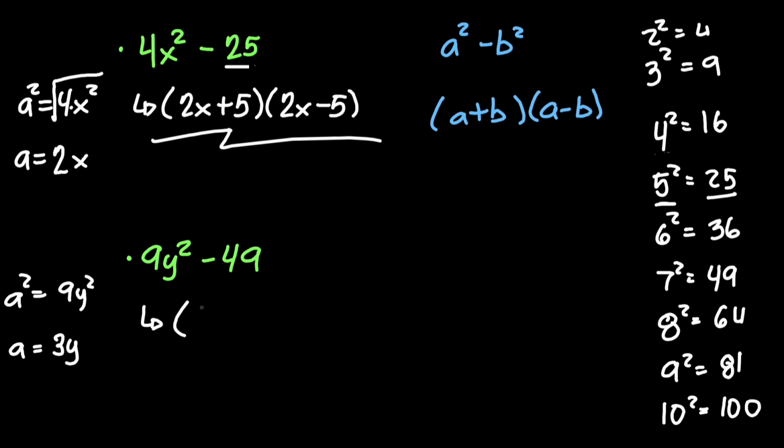So the factored form of this would be 3y plus 7 multiplied by 3y minus 7, since 49 here in this case is 7 squared.